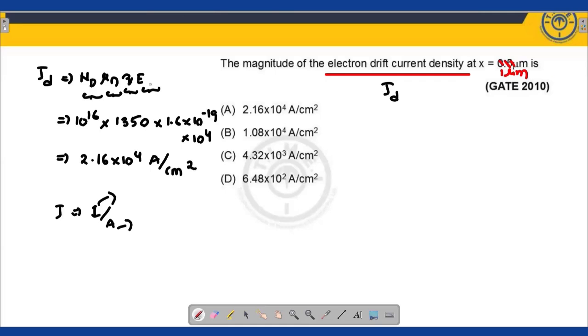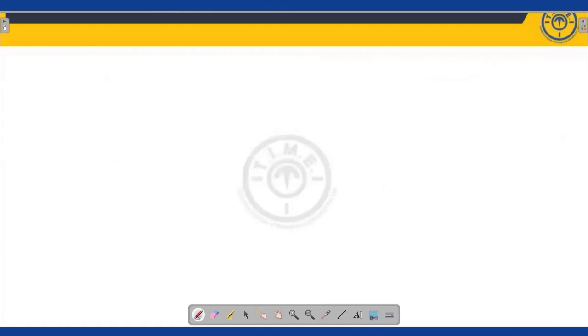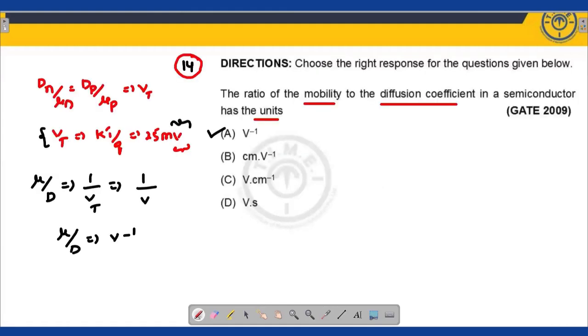ND value, mu N, Q and E values. First of all, in the linked answer question, the first question is E value, electric field. Okay. So then the option is what, my dear friends? A. Like that, my dear friends, we need to solve the question over here. This is a linked answer question, which is question number 15.